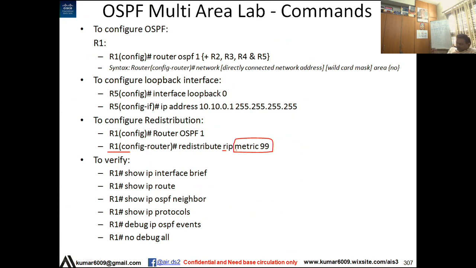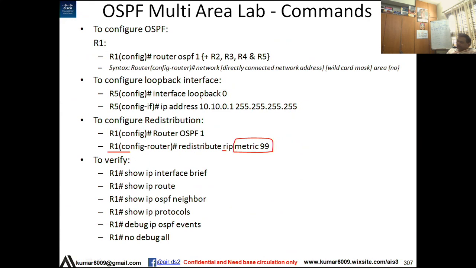So we need to put a question mark there. Whatever metric value you give, that value will come in the routes. 99 means 99, 20 means 20 will come there. But there has to be some logic. Understand? This is redistribution. Now, loopback, how to create?